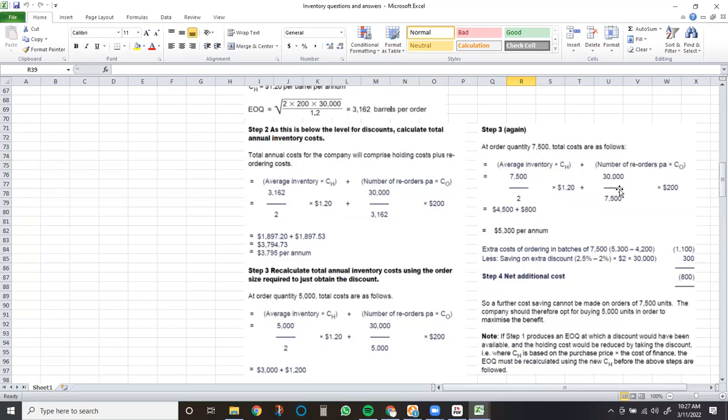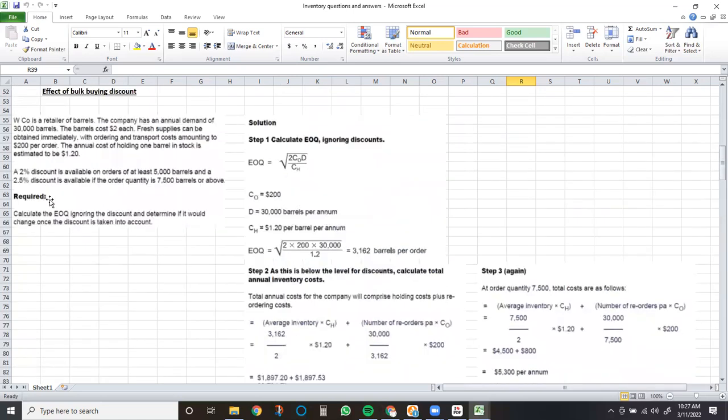By the way, notice in this illustration the holding cost is the same right through, as opposed to the question we just looked at on the handout, where the holding cost would have changed because it was a percentage of the purchase price. In this question, you were just told it's 120, which makes life easier for you calculation-wise.